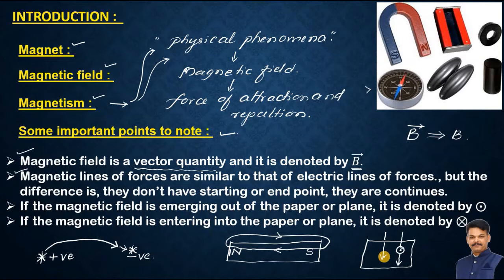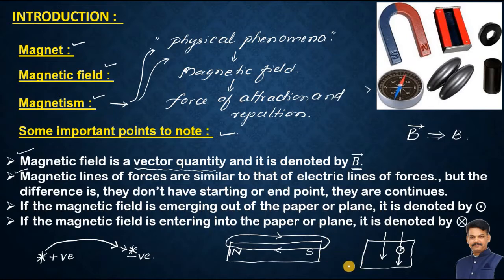Remember, dear students, I repeat it once again. If the magnetic field or the magnetic field lines are emerging out of the plane of the paper, then it is denoted by a dot and a circle around it.